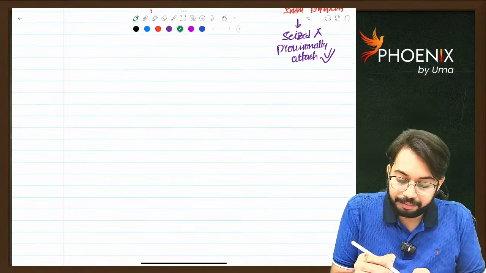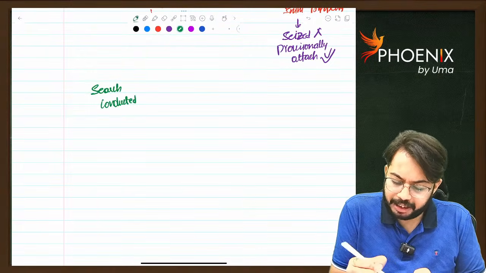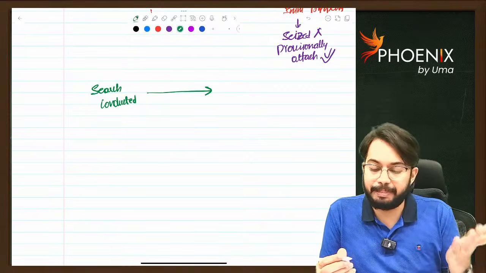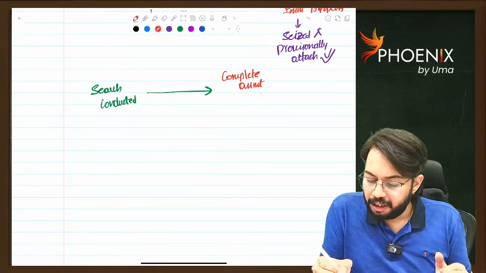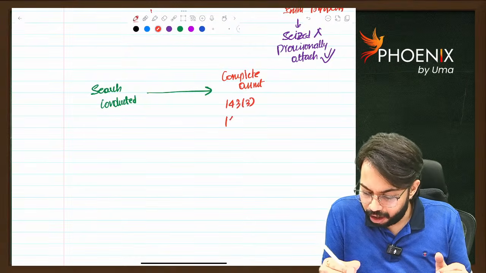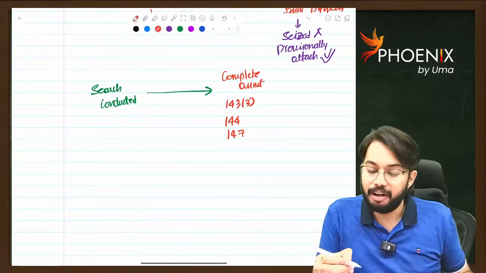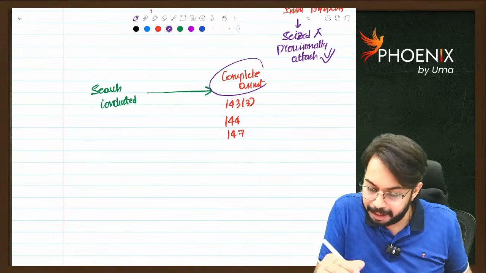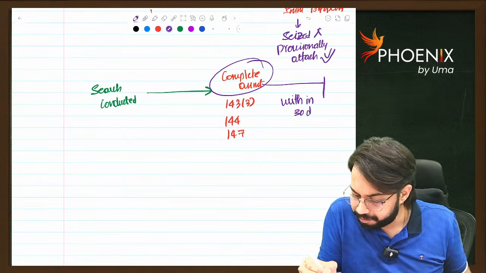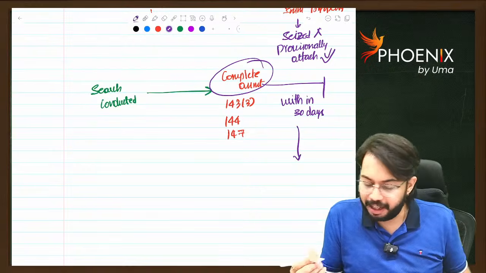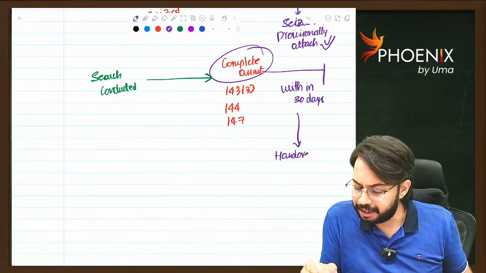Let's say search conducted. After doing search, what will they do? They will do assessment, right? They will complete assessment under 143(3) or 144 or 147 income escaping assessment. Whatever the date of completion of assessment is there, from the date of completion of assessment, within 30 days, the department will hand over the books of accounts to the assessee.